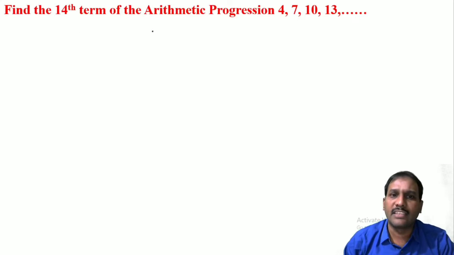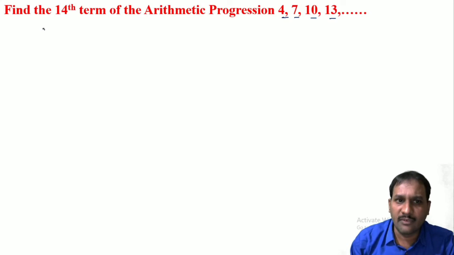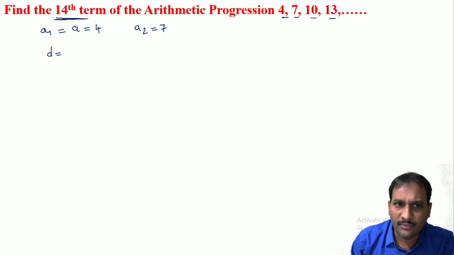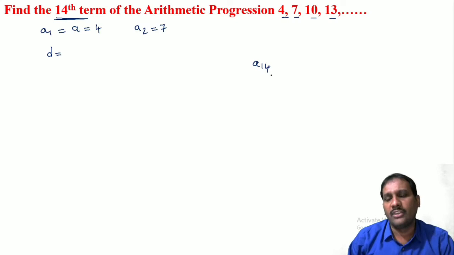Find the 14th term of the arithmetic progression 4, 7, 10, 13 and so on. So here what is given? The first term A1, that is also called A, is equal to 4, and A2 is 7. So what is the common difference? Actually what we have to find is the 14th term, that is A14. A14 you have to find.